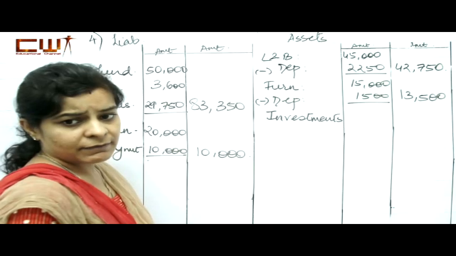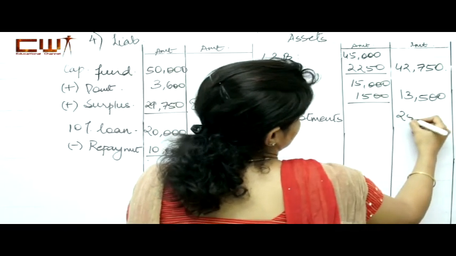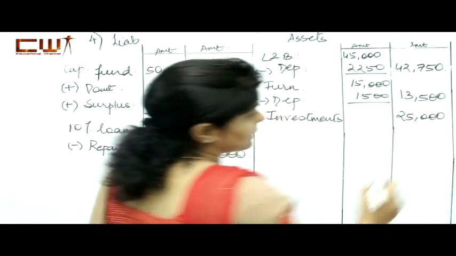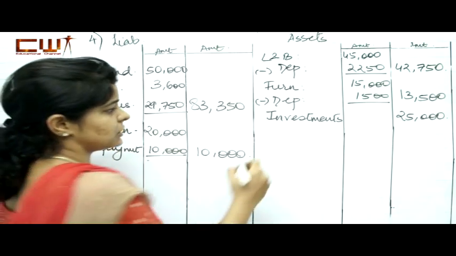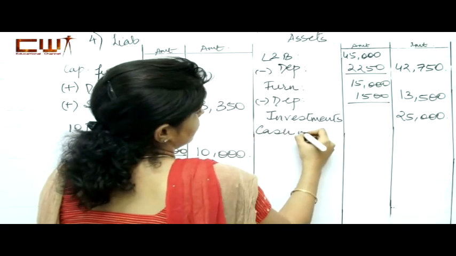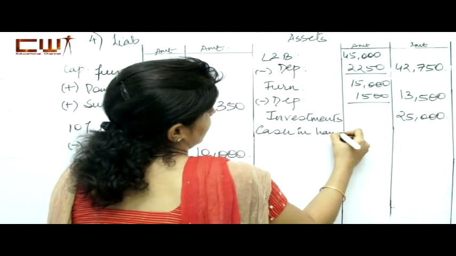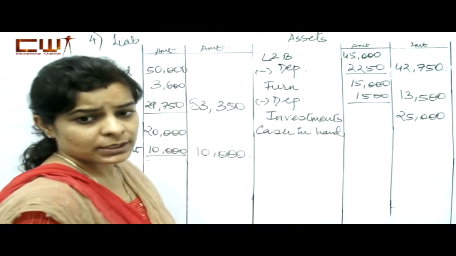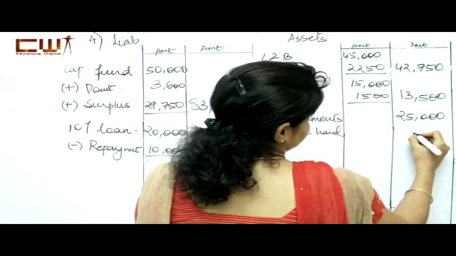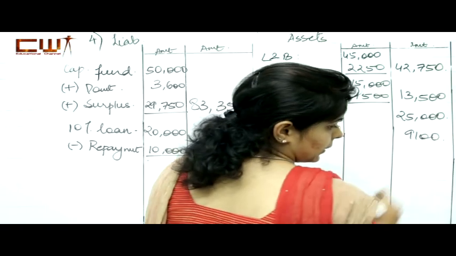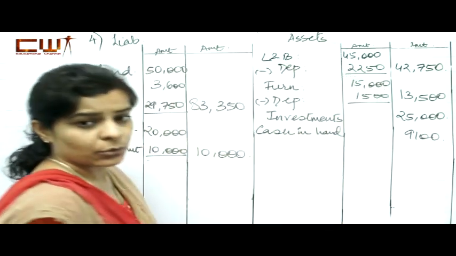Investments is how much? Investment is 25,000. Next is cash in hand that is given to you in the receipt and payment. Cash in hand is how much? 9,100. Right? Cash in hand is 9,100.